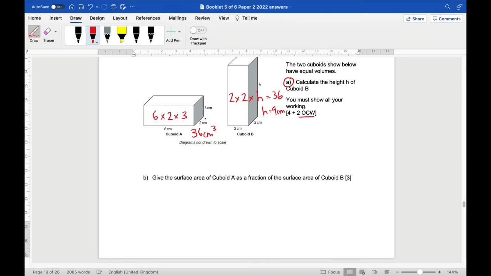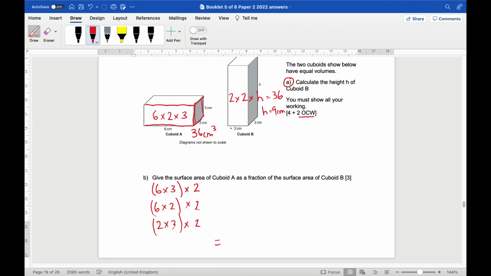The surface area, okay. On cuboid A, the front is 6 times 3. The back is also 6 times 3, so there are two 6x3s. The top is not 6x3. The top is 6x2, and the bottom is the same, so there are two of those. The side is 2x3, and the other side is the same, so there are two of those. Add those all up, get your surface area of cuboid A.